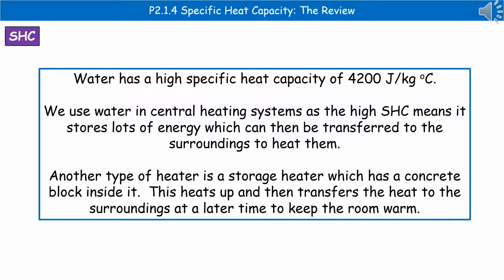So when we actually come to think about the importance of knowing specific heat capacity, then we can consider why it's important in things like water. Now, water itself has a high specific heat capacity of 4,200 joules per kilogram degree Celsius. And that's the same substance we use in our central heating systems at home. And the reason we use water there is because it can actually store large amounts of energy because of the high specific heat capacity. And that will then transfer to our surroundings and heat up our rooms nicely.